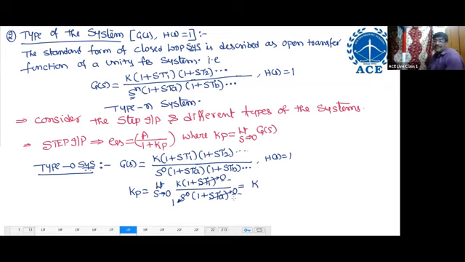Then find the steady state error. ESS equal to A by 1 plus Kp, and Kp is K. A is constant, 1 is constant, K is constant. So the steady state error is constant.